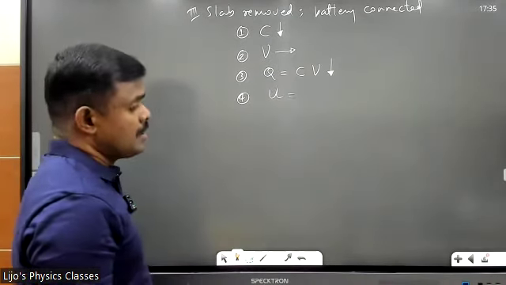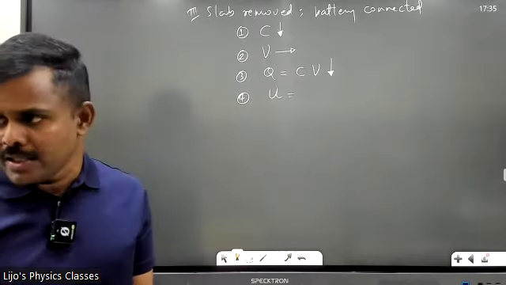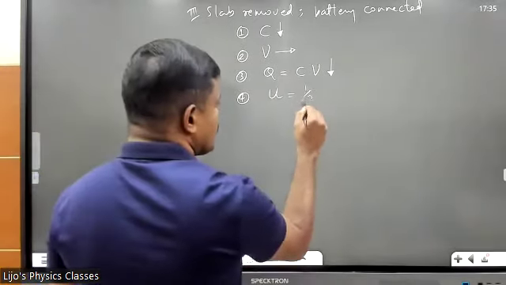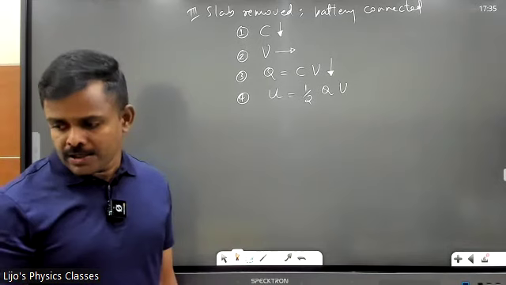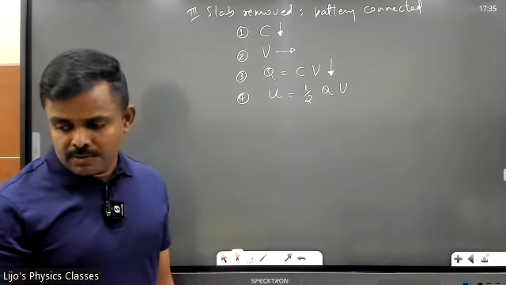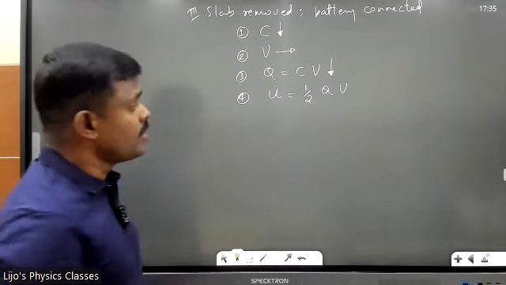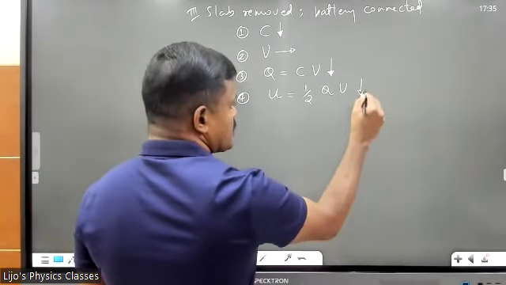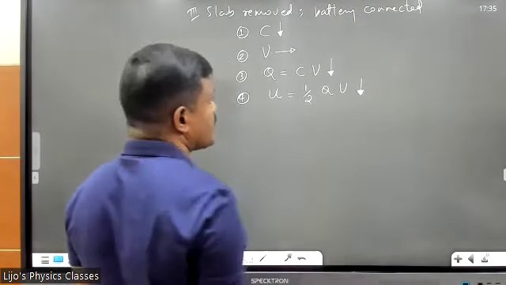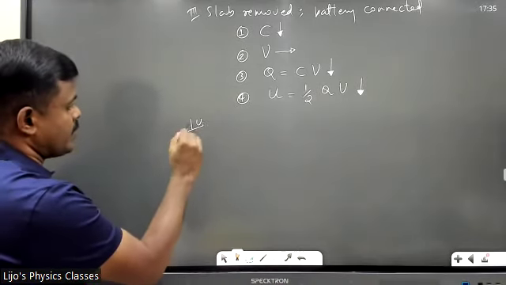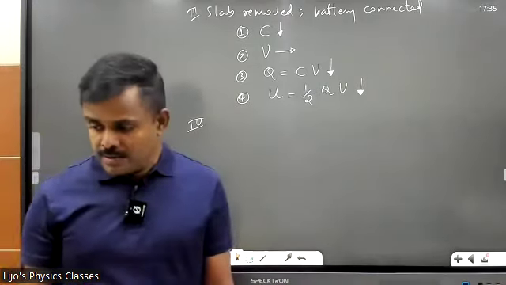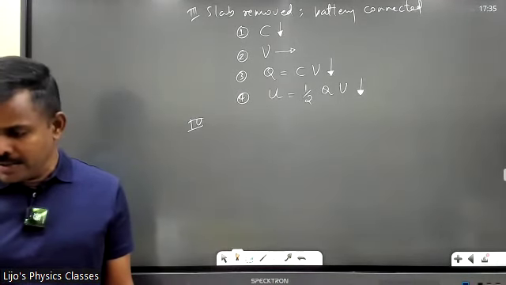Fourth one, energy. Energy is what? You have the equation with V in it, right? Half QV. Look at this and tell me. Half is a constant. V is a constant. Q decreases. So energy also decreases. Okay. Fourth case. Make it quick. All of you got it? Everyone online?